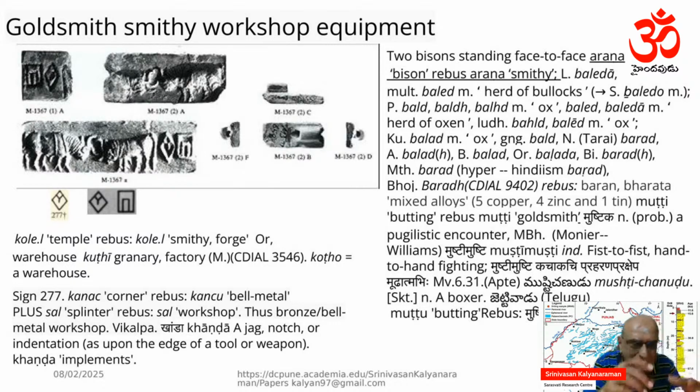So there is a word for the butting, and there is a word for this particular short-horned bull. Balad is an ox. Bharata is a factitious alloy of copper, pewter, and tin. And 2 other signs are indicated. Kanchu, the Kanach corner, Kanchu bell metal, and some other sign which seems to be somewhat related to the temple structure. Can be something like a dwaram, like an entry into the temple.